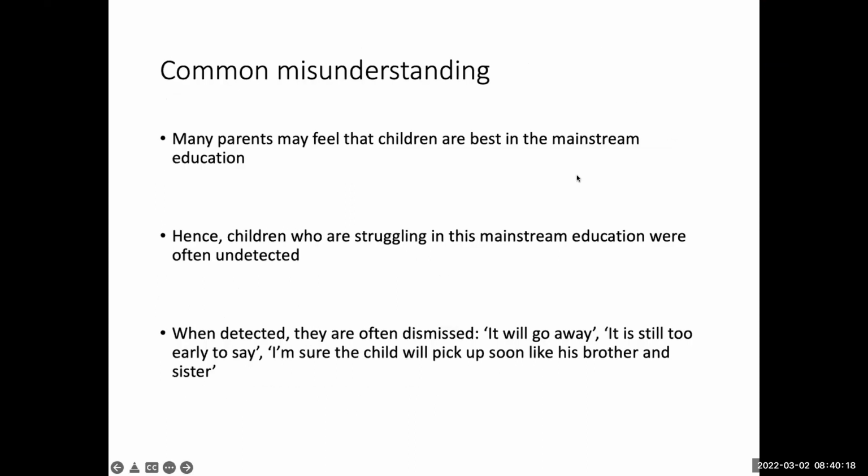Okay, so common misunderstanding. Again, many parents may feel that children are best in the mainstream education. Hence, children who are struggling in this mainstream education are often undetected. Okay, when detected, they are often dismissed. It will go away. Usually they will say it's still too early to say. Well, I'm sure the child will pick up soon, like his brother and sister. So this is what the common scenario is. They tend to compare with the other children, with other siblings.